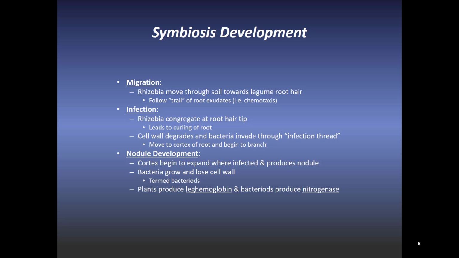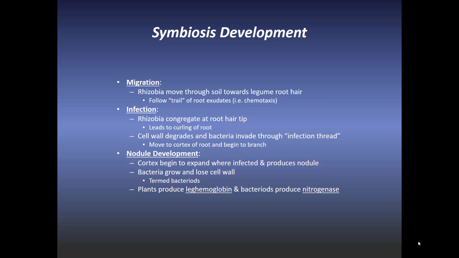The development of symbiosis is a three-part process, and this is how we describe it: migration, infection, and nodule development. First of all, migration. The rhizobia have to move in the soil to get to the root hair coming out of the roots of legume seedlings or some mature legumes for that matter. Those rhizobia follow a trail of root exudates.